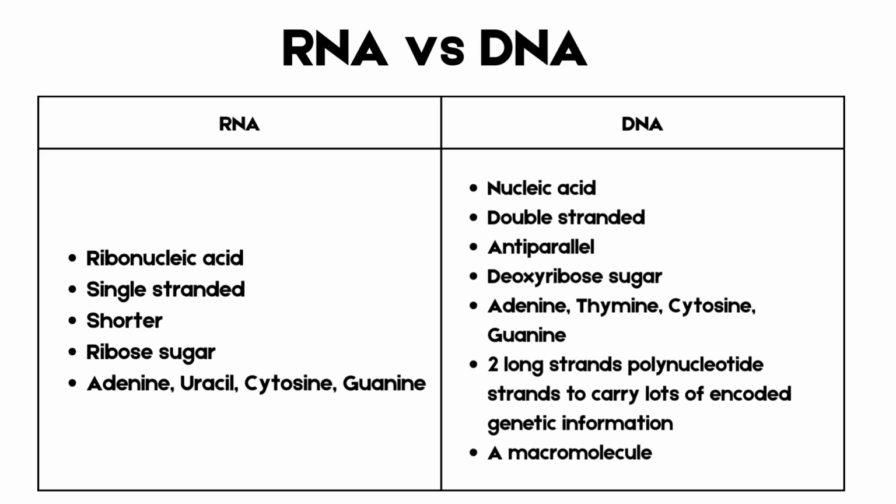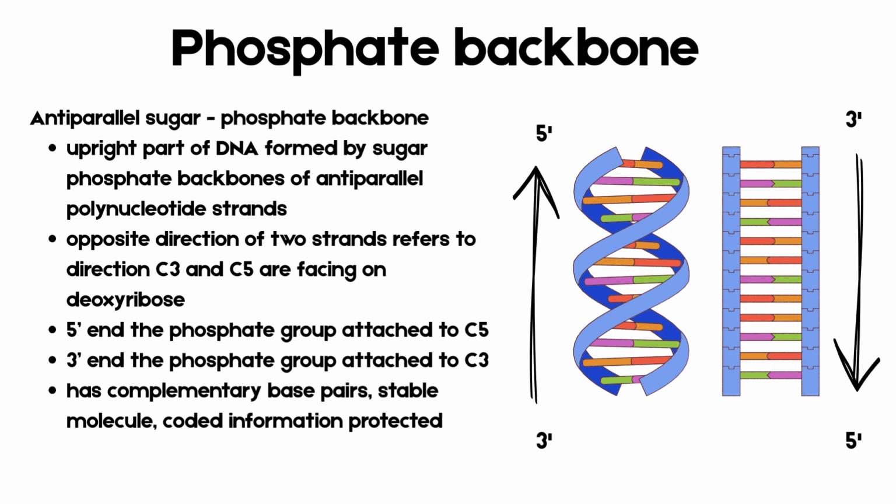DNA is a double-stranded antiparallel molecule. Let's unpack that. The sugar-phosphate backbone runs in opposite directions. We call this the 5' end, where the phosphate is attached to carbon 5 of deoxyribose, and the 3' end, where it's attached to carbon 3.